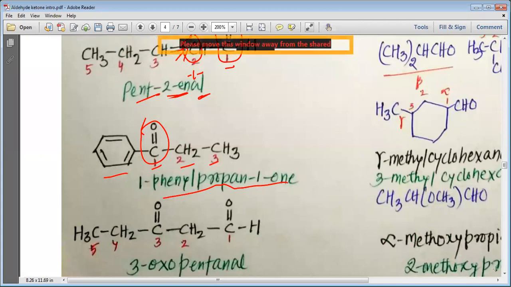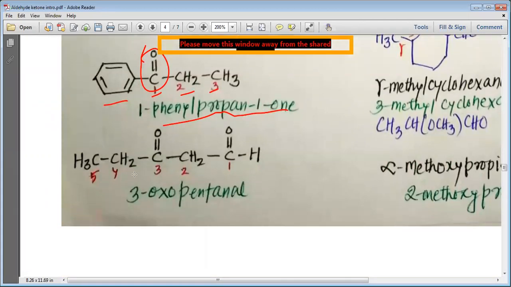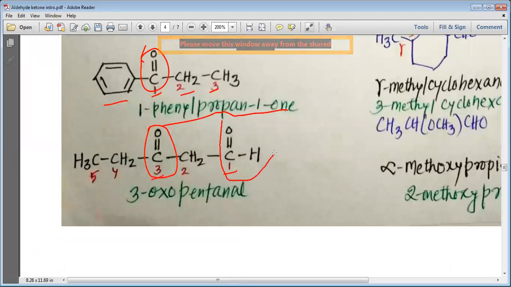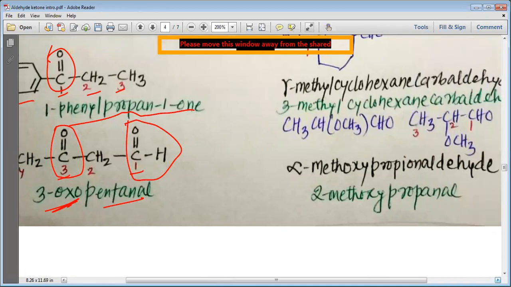Same way, my dear students, you can understand the other examples like, these two carbons have carbonyl group. So one carbon is considered of lower importance. This is aldehyde group. So aldehyde group is given priority, and ketone group is considered as a prefix, as an oxo. So on third carbon we have oxo and total 5 carbon and aldehyde, so we call it pentanol. So this is how we give the name 3-oxopentanol.